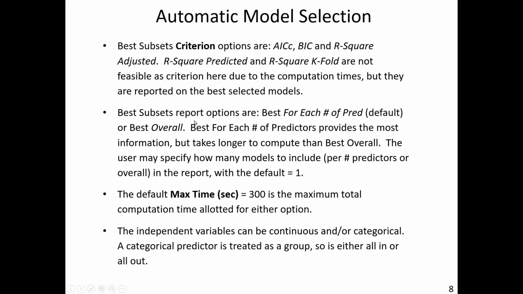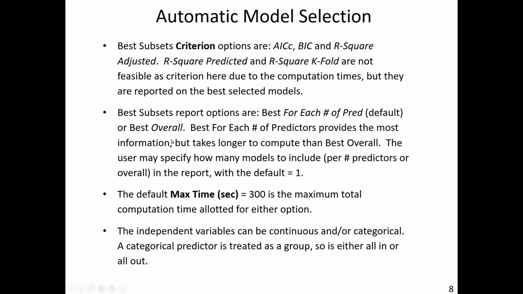So another important point here on the best subsets report is that there are two options. The first is best for each number of predictors and best overall. Best for each number of predictors provides the most information, but it takes longer to compute. So what it does is it will say, okay, what's the best for one predictor? What's the best model for two predictors? What's the best model for three predictors? What's the best model for four predictors? And then you have a nice table and you can go through and compare and see the model getting better and better and where things start to degrade because you have too many terms in the model.